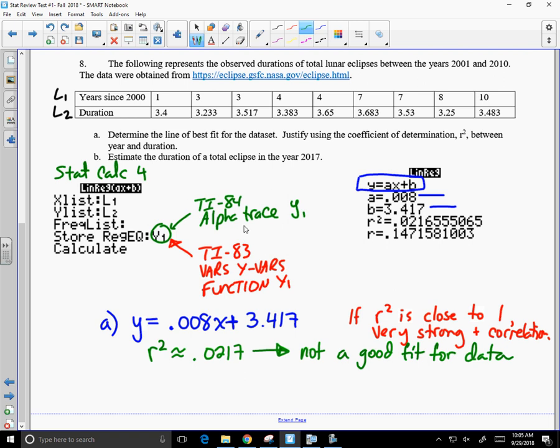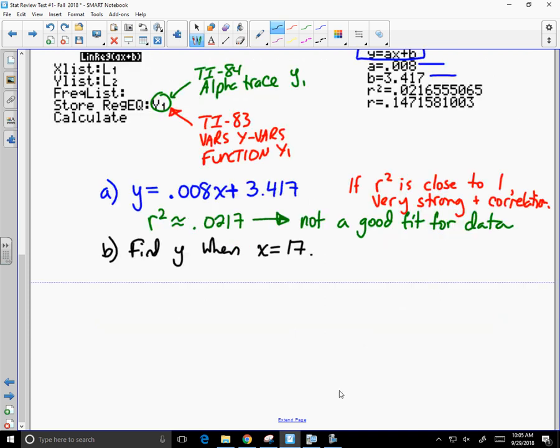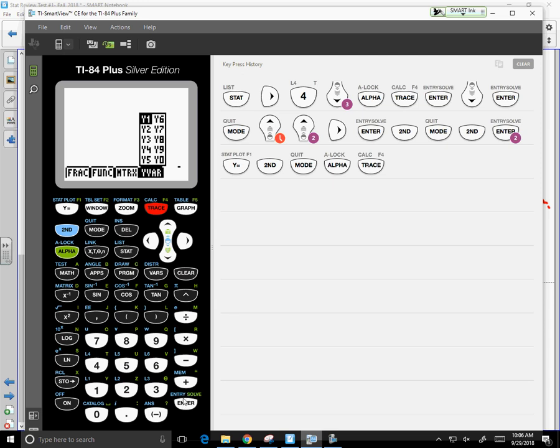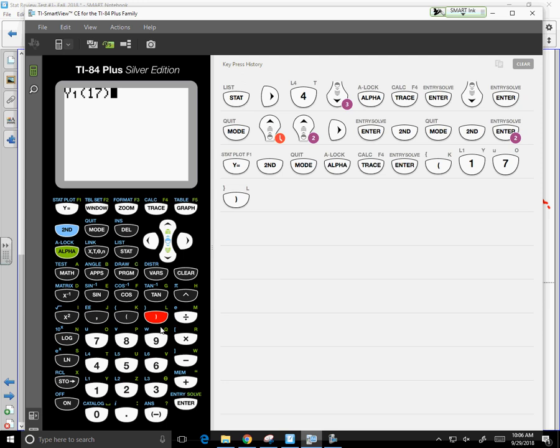Now, these are years since 2000, so when I want the year 2017, I'm looking for the y value. So find y when x is equal to 17. Now that I have an equation stored into Y1 in my calculator, there's that lovely equation. But in my home screen, all I have to do is type in alpha, trace, select Y1, pop in the 17, and hit enter.